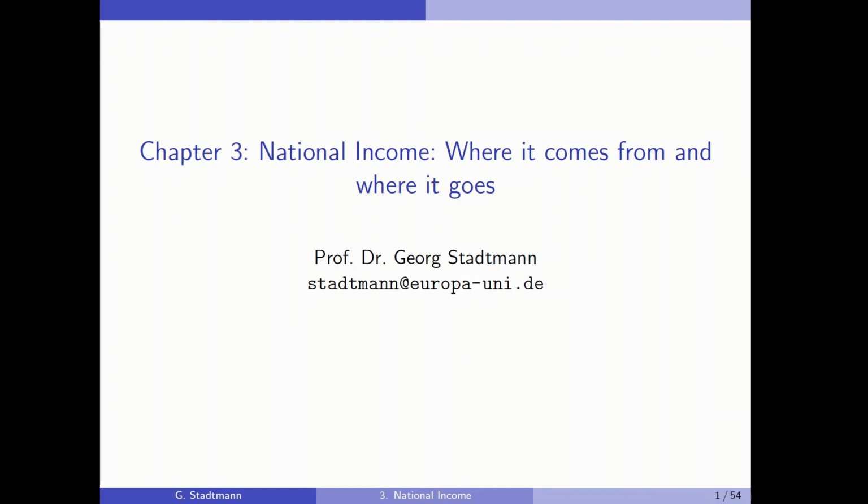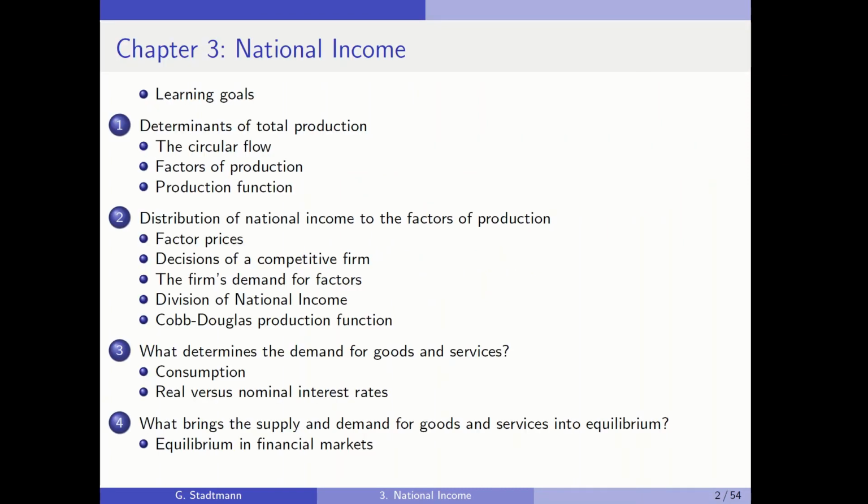So, welcome everybody to chapter 3, where we talk about national income, where it comes from and where it goes. The chapter is pretty long, therefore I will divide this lecture into at least 2 videos. And let's start with the first part, which deals with the determinants of total production.